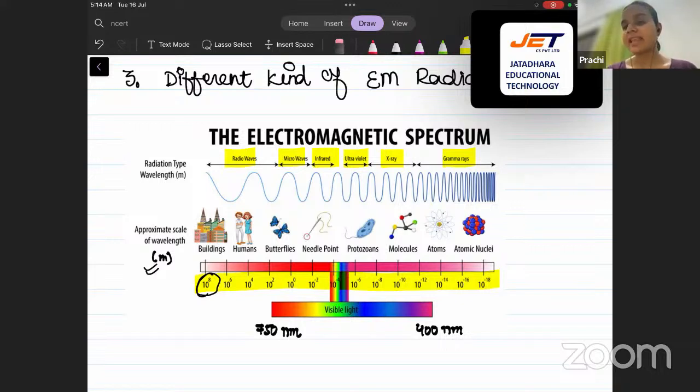Then we have the visible part of the spectrum, which is Vibgyor, which ranges from red to violet. And after that, we have the ultraviolet radiations, X-rays, and gamma rays. So which among them will have the maximum energy? You have to tell me by looking at this spectrum.